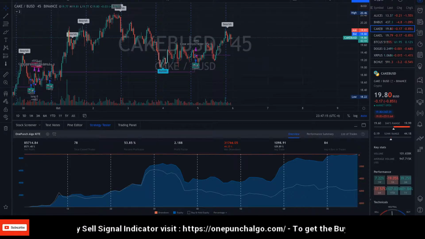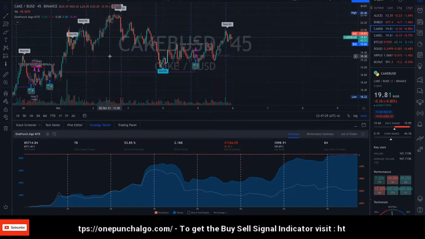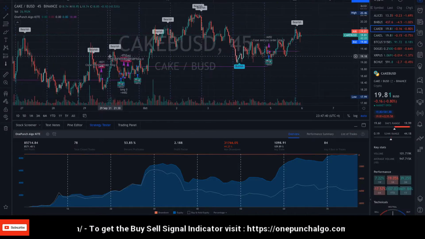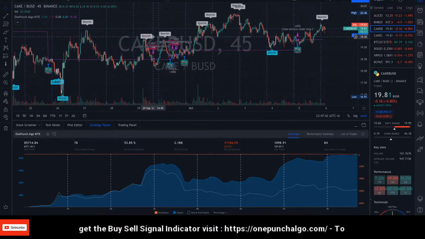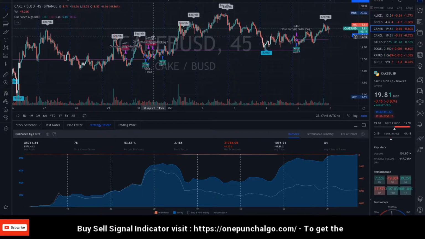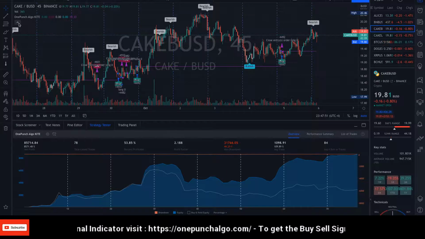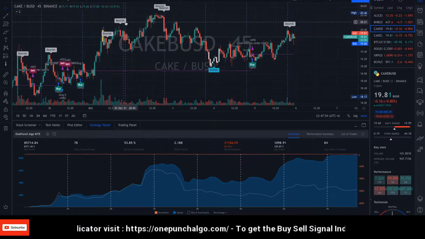Today I'm introducing you guys the newest and one of the best algorithms of the OnePunch ALGO team. We call it OnePunch ALGO KITE. Those who already use OnePunch ALGO algorithms for day-to-day trading already know that we have performed really well in the past, and this one is one of the best we have introduced so far for the market. So let's dive into the introduction of the system.